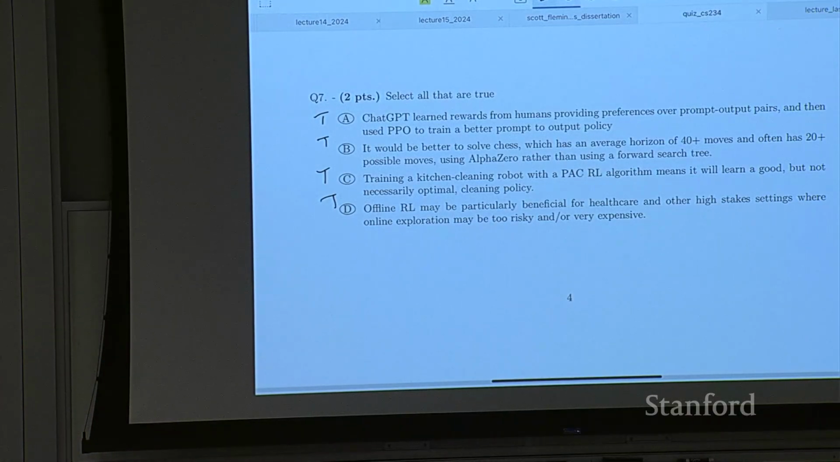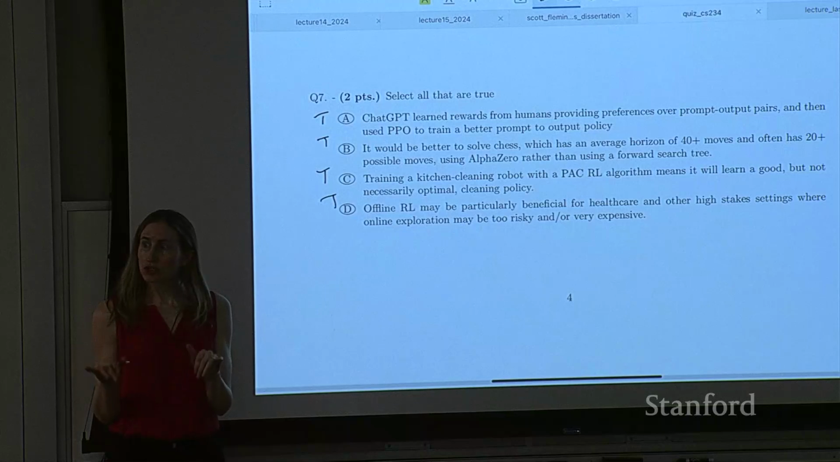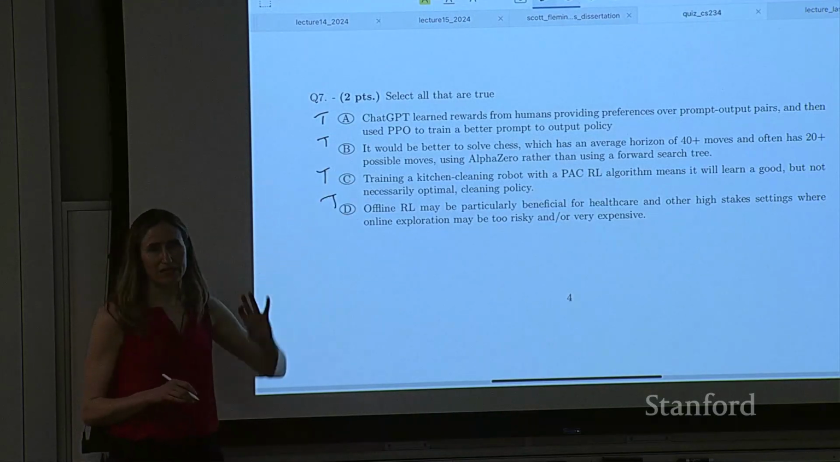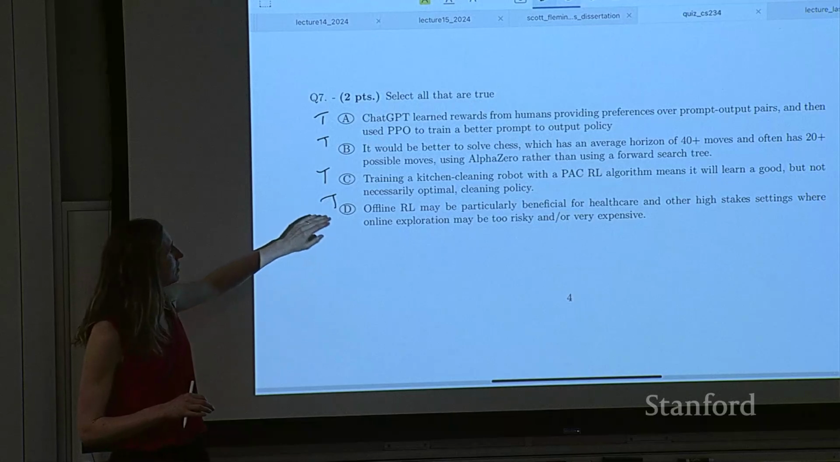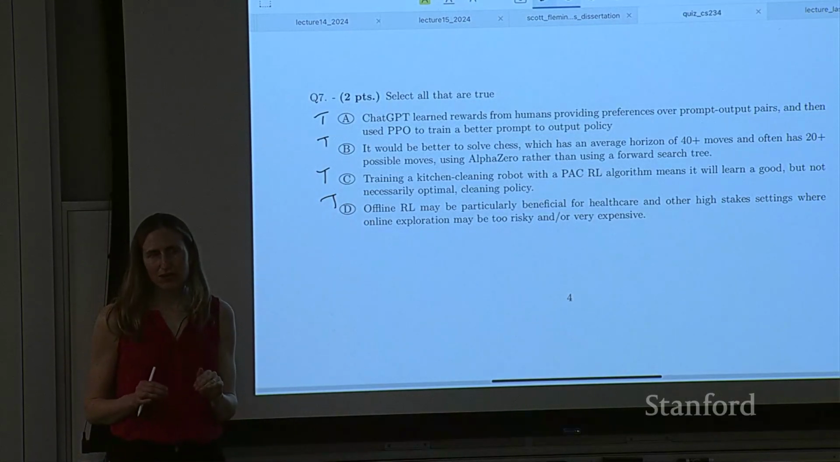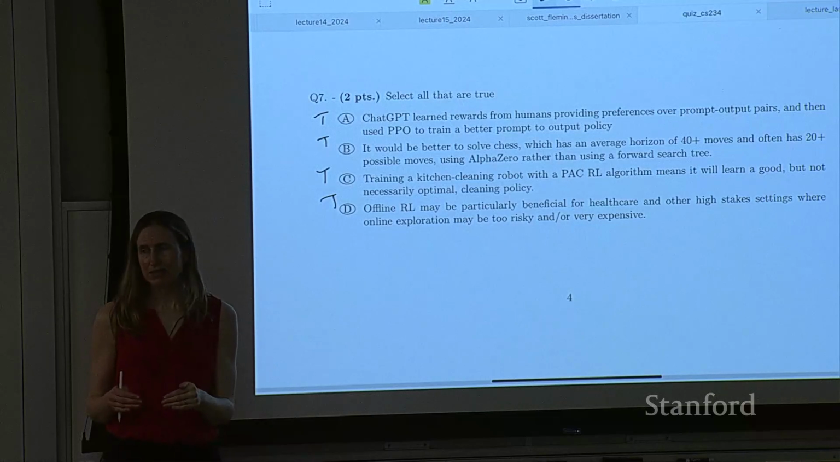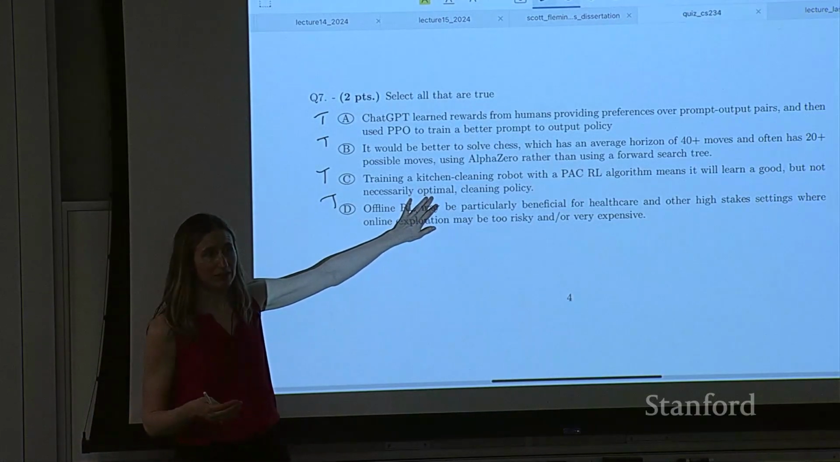In general, for long horizon problems and really large action spaces, a forward search would be really expensive to do. So using something like AlphaZero, which essentially builds a subset of the tree search, can be really helpful. In PAC, probably approximately correct methods, we are guaranteed to learn an epsilon optimal policy, but the epsilon might be non-zero, which means we're not guaranteed to learn an optimal policy.